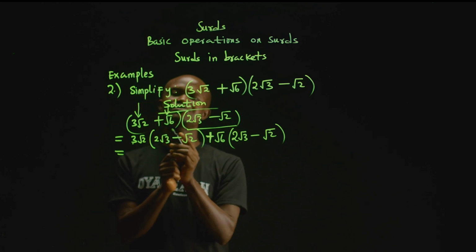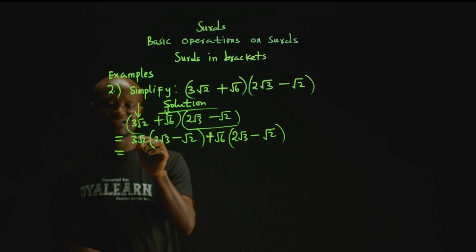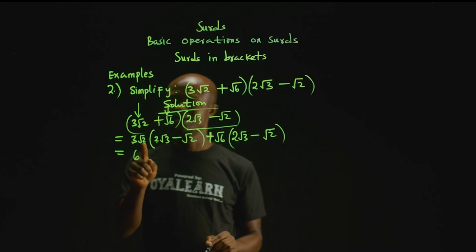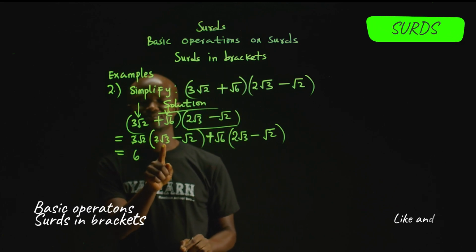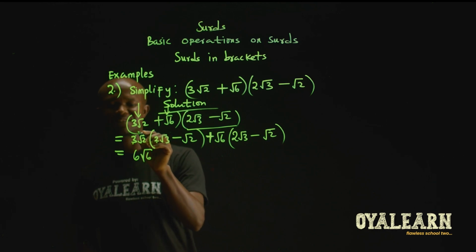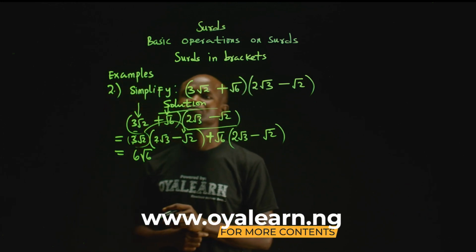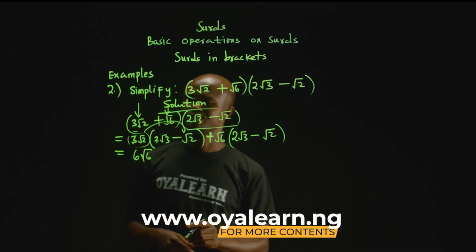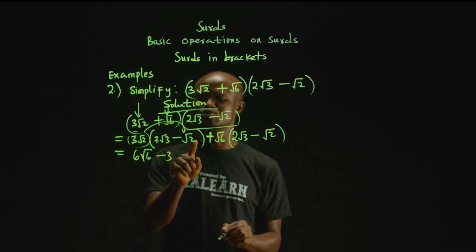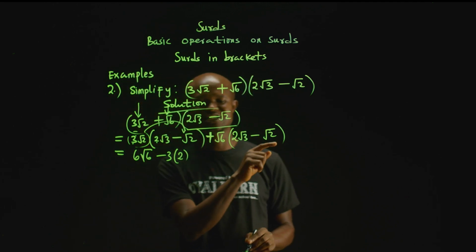3 times 2, outside multiply outside, inside multiply inside. For the outside here, 3 times 2, what are we having? That is 6. Then √2 times √3, that is √6. Now, this same 3√2, we are going to use to multiply minus √2. Now, we have minus 3, then √2 times √2, what are we having? That is 2.